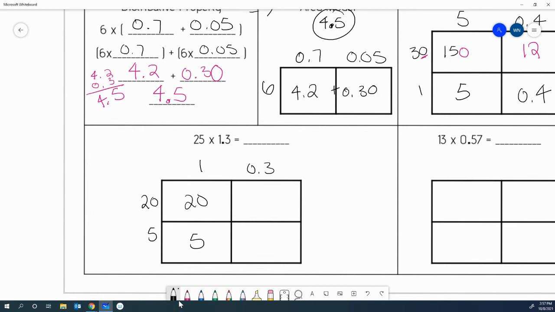Now we have to work it out. I need to do 20 times 3 tenths. Let's work that out. 3 times 0 is 0. 2 times 3 is 6. Let's get that swooping going. Swoop 1, drop it down, swoop 1. My answer is 6.